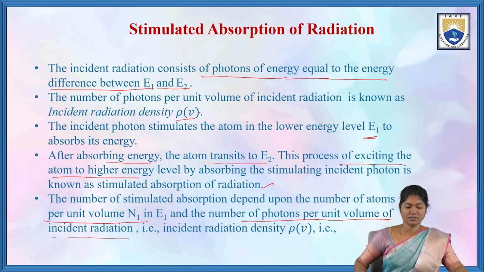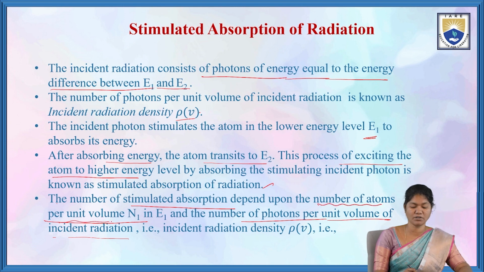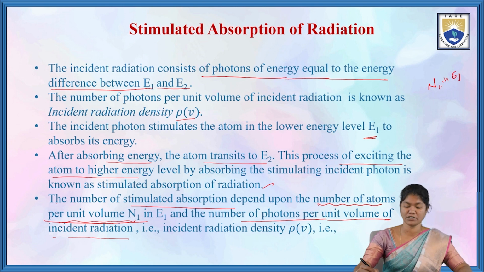So this stimulated absorption of radiation depends upon two things. One is the number of atoms per unit volume in the E1 state, and the other is the number of photons incident on the atom or on the E1 energy state. So the number of stimulated absorptions depends upon the number of atoms per unit volume N1 in E1 and the number of photons per unit volume of incident radiation. So it also depends upon rho v.